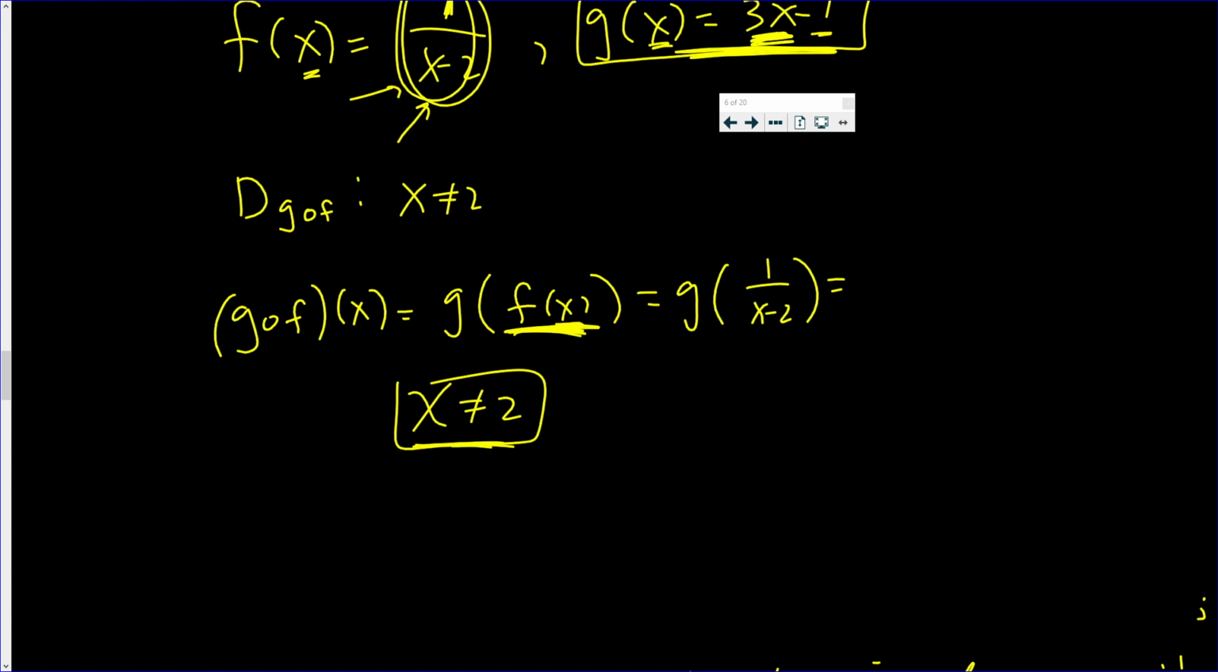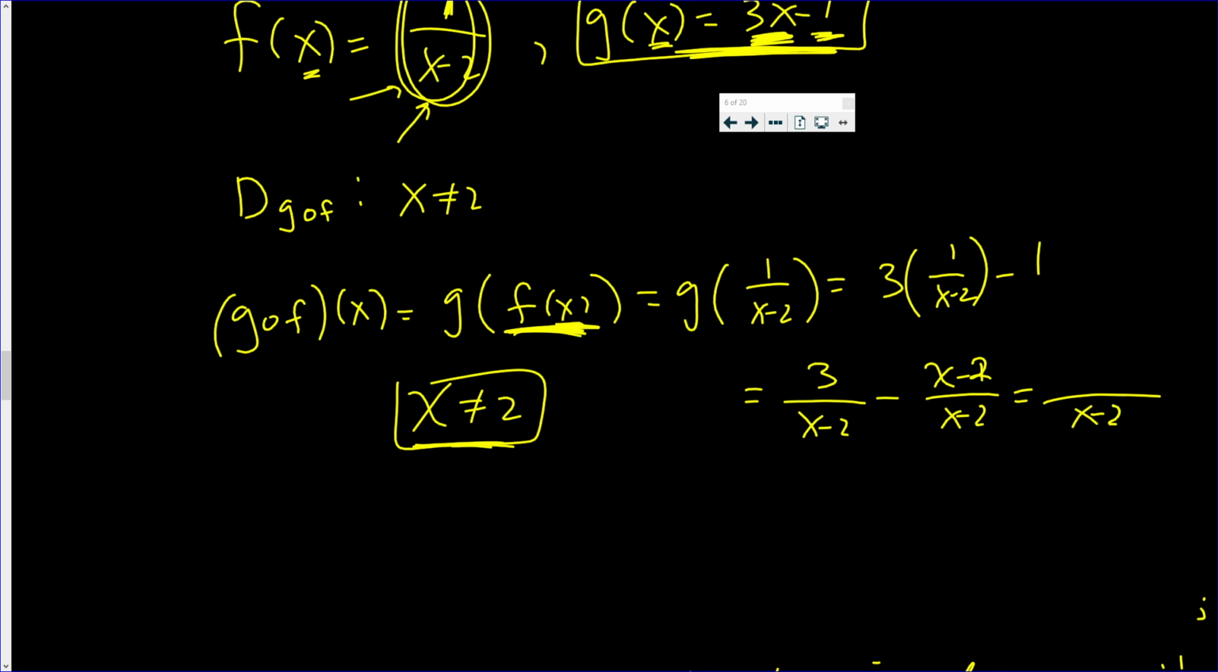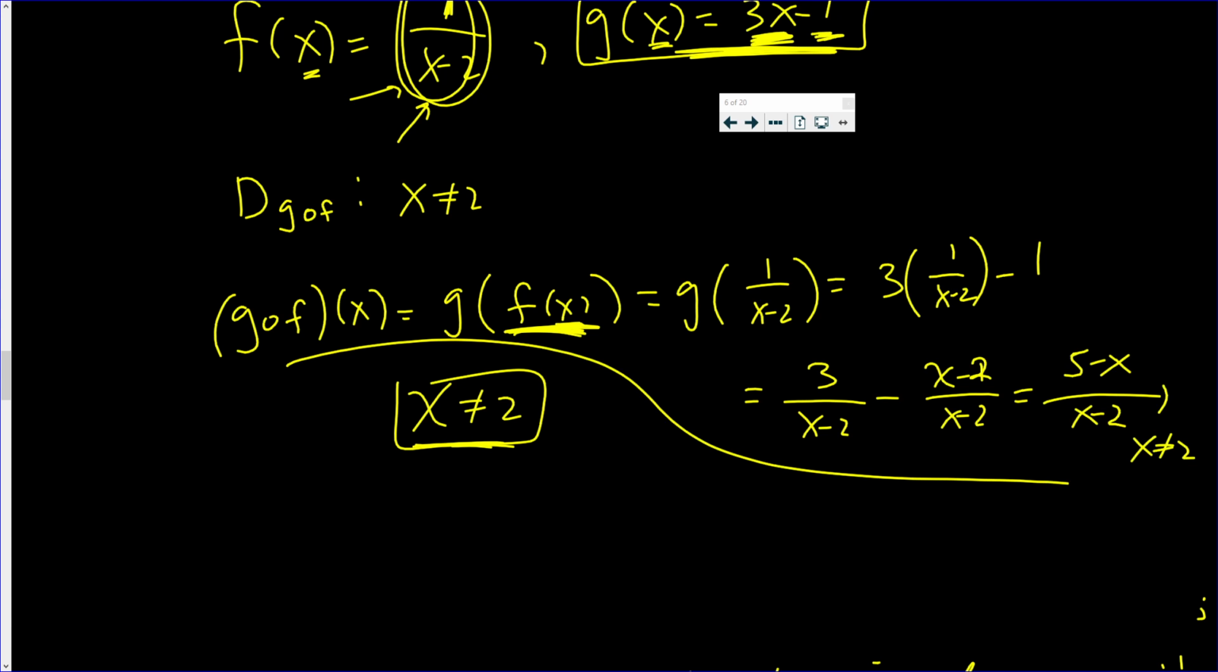g triples what's in the brackets and takes away 1. So I am going to triple what's in the brackets and then take away 1. So I have 3 over x minus 2, take away 1. I'll write the 1 as x minus 2 over x minus 2. That way I have a common denominator and I get 5 minus x over x minus 2, provided x is not 2. Okay? You can't always just blindly plug numbers in.